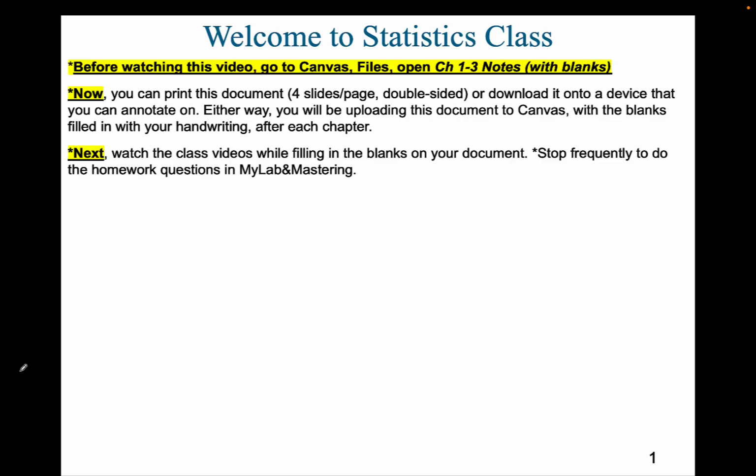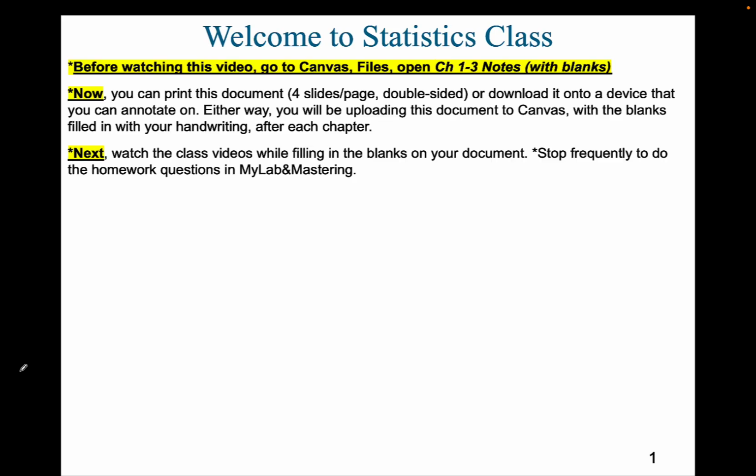Or if you are not going to print it, you can download it onto a device as long as you can annotate on that device in your own handwriting. Because either way, whether you're printing it or you're downloading it and annotating on it, you're going to be turning this document in. You're going to be uploading these notes to Canvas with the blanks filled in your own handwriting after each chapter, okay? In your own handwriting.